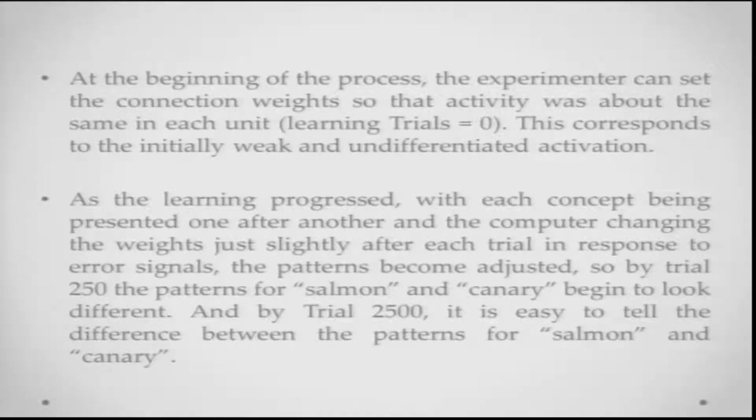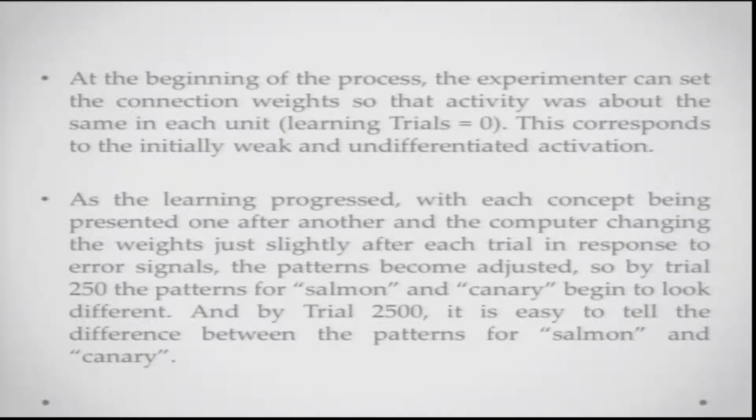At the beginning of the process, the experimenter can set up some arbitrary connection weights so that the activity is about the same in each unit. Here we are at learning trials equal to 0. This is basically what I was referring to earlier as weak and undifferentiated activation. So, anything that comes in is treated in pretty much the same way.